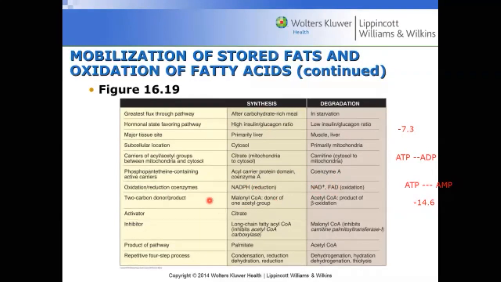The donor للcarbons المالونيل CoA بالنسبة للsynthesis. While acetyl CoA will be the final product after the beta oxidation. The synthesis can be activated by citrate, while here we don't have activators. The inhibitors could be long chain fatty acids for the synthesis and malonyl CoA for the degradation. If you have malonyl CoA, it can inhibit the carnitine palmitoyl transferase, who is CPT, or CAT1 enzyme.